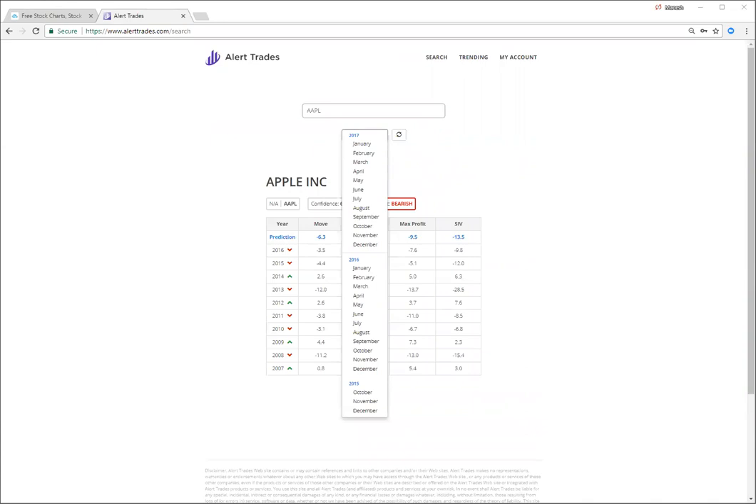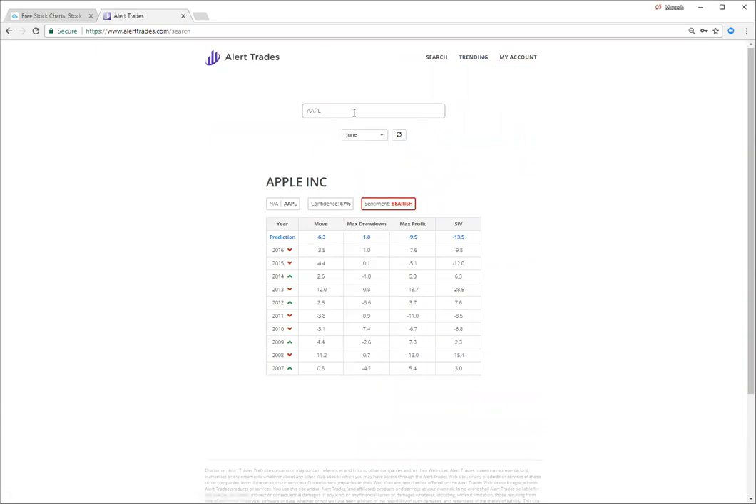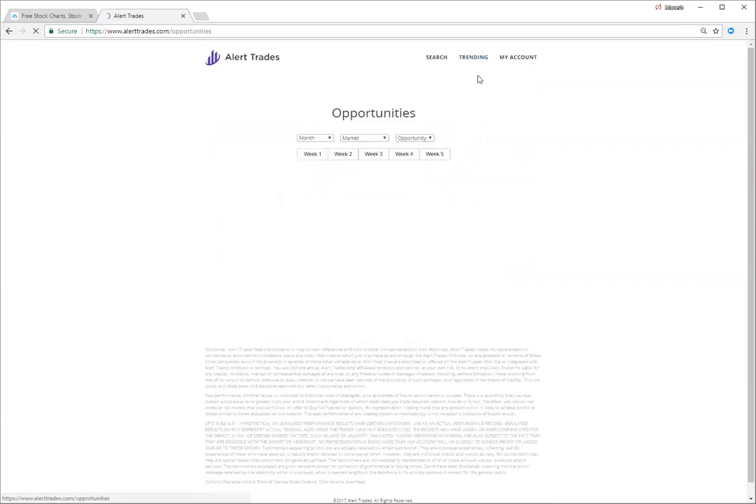Can you show me again, just a screenshot of the paid? This is the paid version here. So this is the free version here, where you just go in, click on search, and type in Boeing and stuff like that. If you have the paid version, you'll see this menu option here called opportunities.